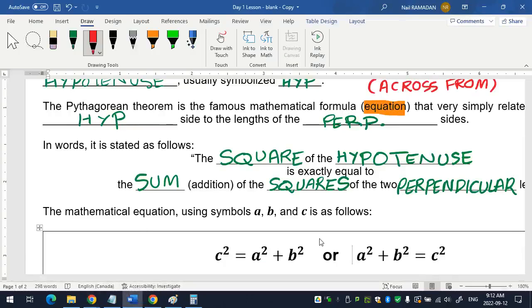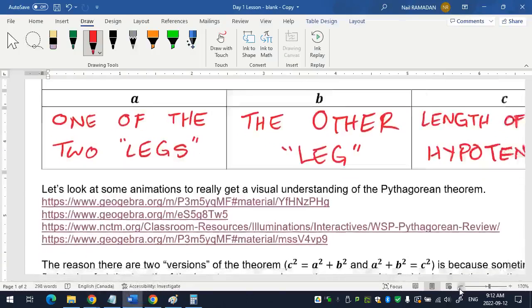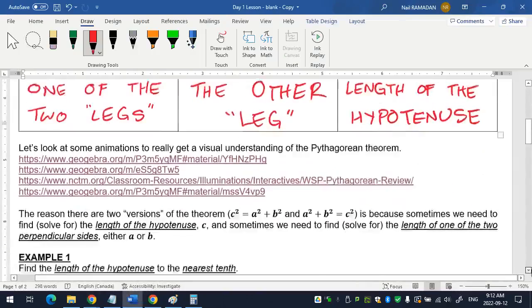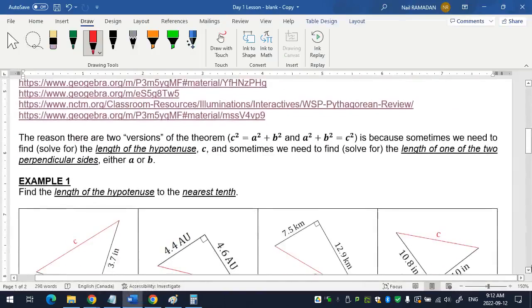So now let's actually do the examples. Okay, everyone, let's go back to the notes. Why did I give you two statements, c squared equals a squared plus b squared and a squared plus b squared equals c squared? Because depending on which side you're trying to find, there's an easier one to use.